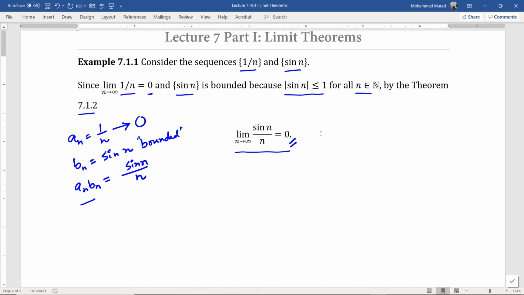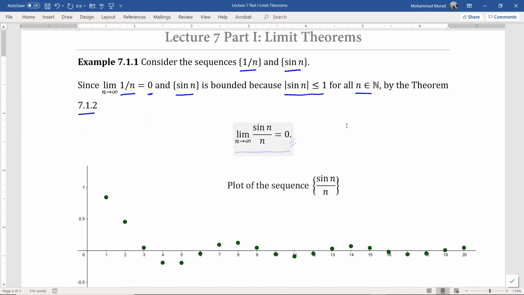In the following figure, we plot the first few terms of the sequence sine of n over n. In this figure, we see that the terms of the sequence sine of n over n are getting closer and closer to the point 0.